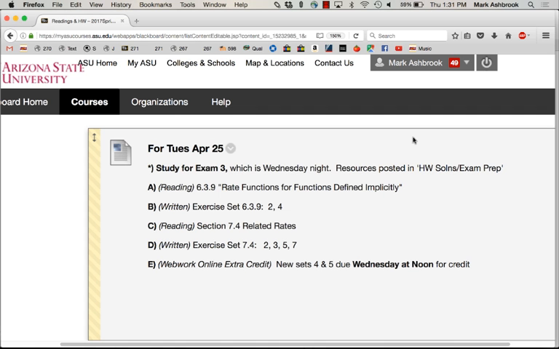Okay, so homework for next Tuesday. Our exam is next Wednesday night. The folder for Exam 3 study resources is already up this afternoon. I just need to move it to the top, but it'll be available and easy to find this afternoon. So you don't want to wait till Tuesday to start studying for your exam.